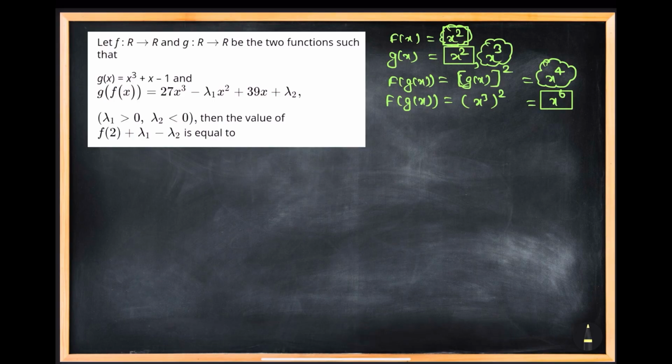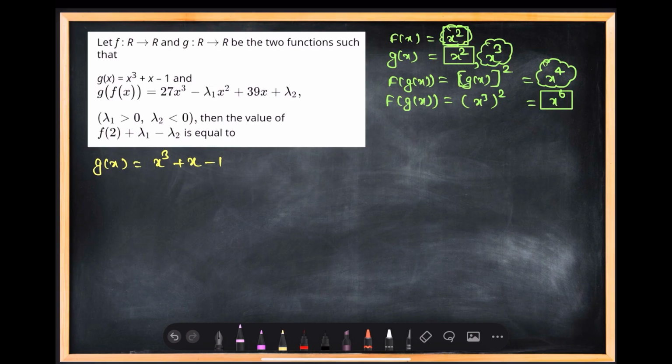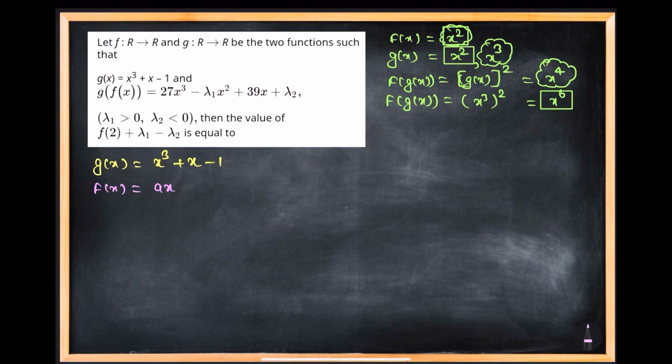Now look here, these guys have given you g of x as x cube plus x minus 1. Now think about f of x so that you will get g of f of x as a 3-degree polynomial. It is only possible if f of x is a linear polynomial ax plus b. Look, degree of the first polynomial is 3, degree of the second polynomial is 1. So 3 into 1 is 3. So g of f of x is a 3-degree polynomial, we can connect. Okay.